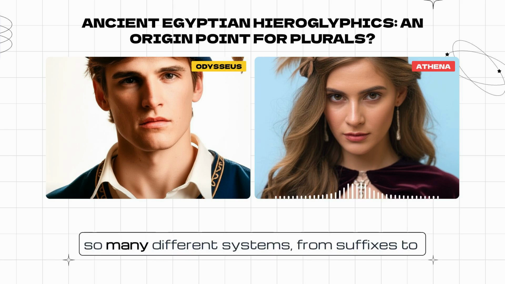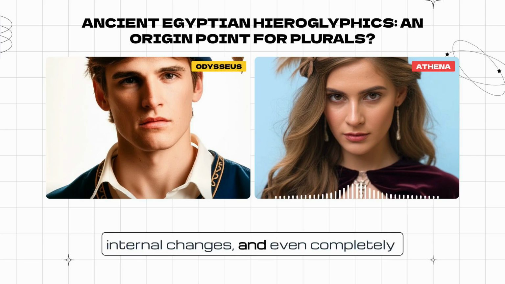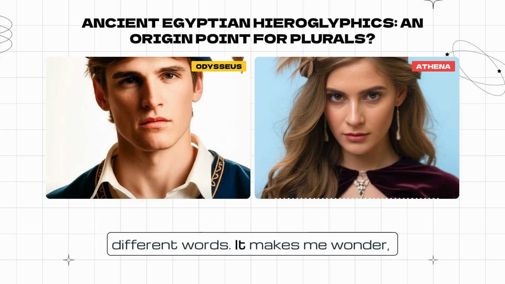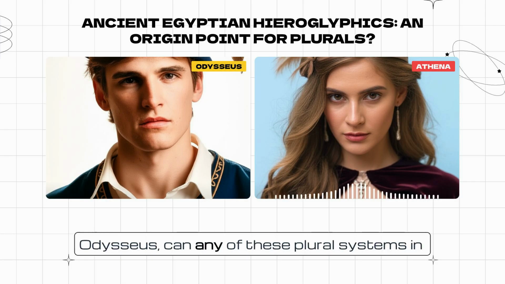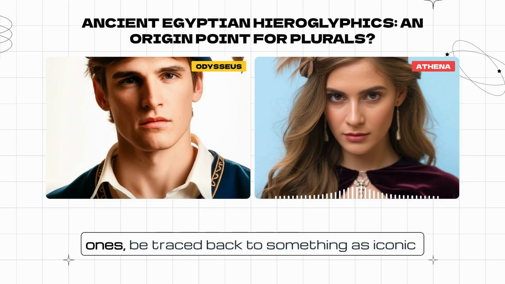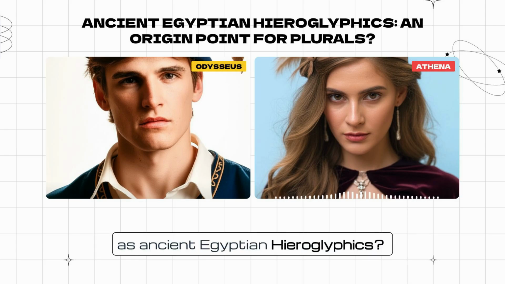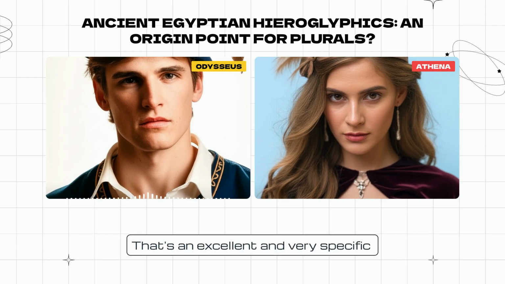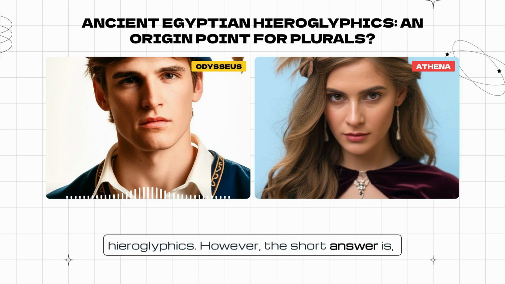We've talked about so many different systems, from suffixes to internal changes and even completely different words. It makes me wonder, Odysseus, can any of these plural systems in various languages, particularly the ancient ones, be traced back to something as iconic as ancient Egyptian hieroglyphics? That's an excellent and very specific question, Athena. It's a natural leap given the antiquity and visual nature of hieroglyphics. However, the short answer is largely no.